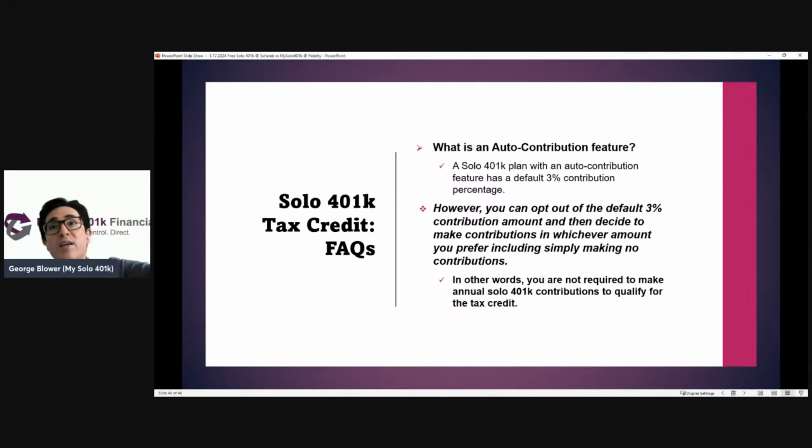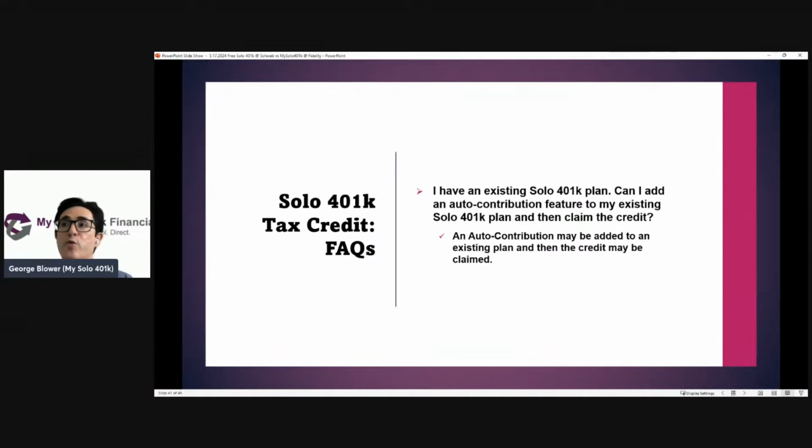It doesn't mean they can't contribute, right? They could still contribute more. They could contribute less. They could contribute in whatever schedule or interval they prefer. In other words, they're not even required to make annual solo 401k contributions to qualify for the credit. If you have an existing solo 401k plan, the feature can be added as part of restating to our plan to make the individual eligible for the credit.